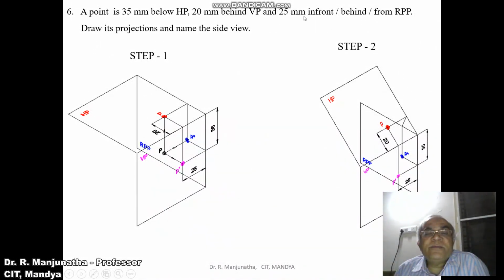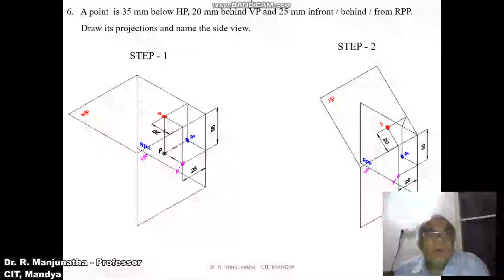Now the condition of 25 mm behind RPP. So behind RPP, when you look from the front view, you can see the distance behind RPP. So that image is going to fall on the vertical plane, because you are looking from the front view. And similarly, when you look from the top view, we can see the distance behind RPP. So when you're looking from the top view, the image is going to fall on the horizontal plane.